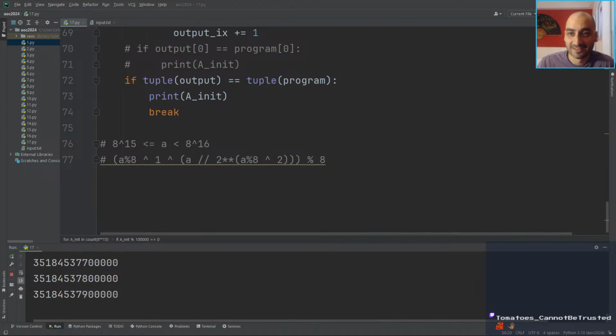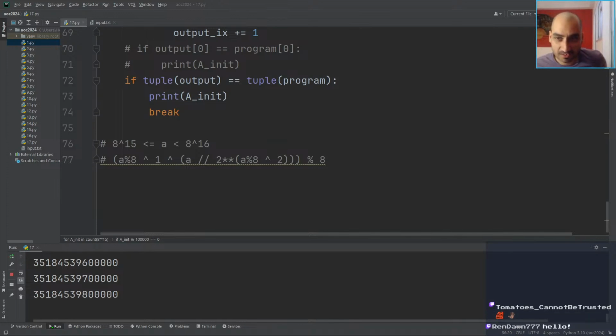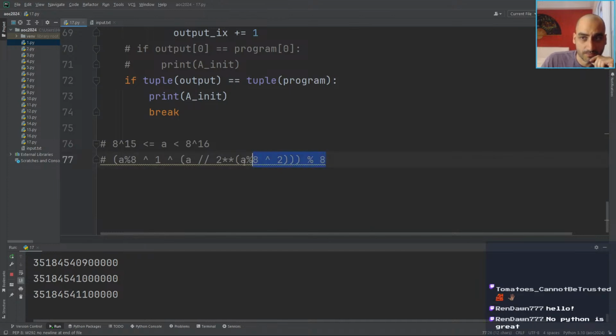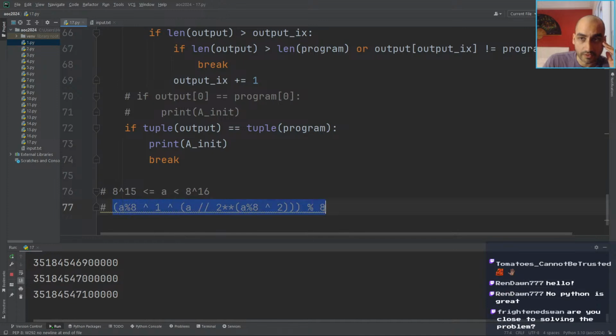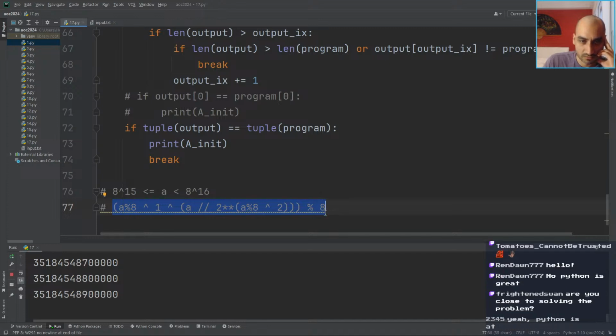Another raid. Everyone's raiding me at the worst bit. Thank you for the raid. Tomatoes cannot be trusted. I'm trying to figure out what the heck to do with this part 2. This is kind of ridiculous. It looks like it just comes down to this formula right here. We want that. Are you close to solving the problem? I don't know.